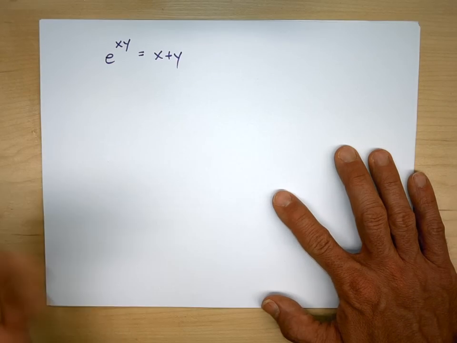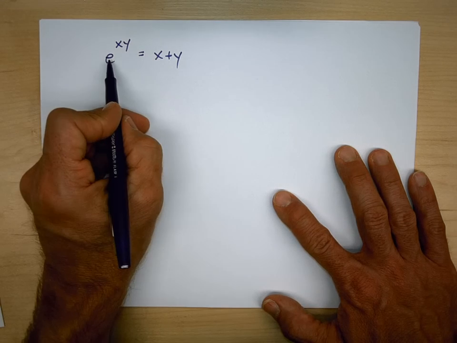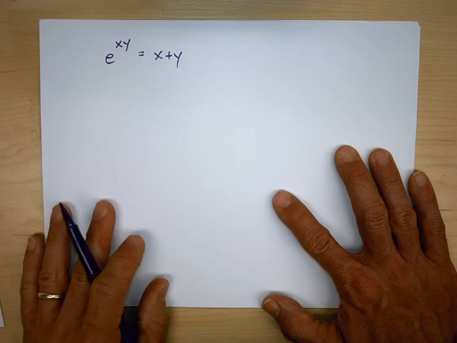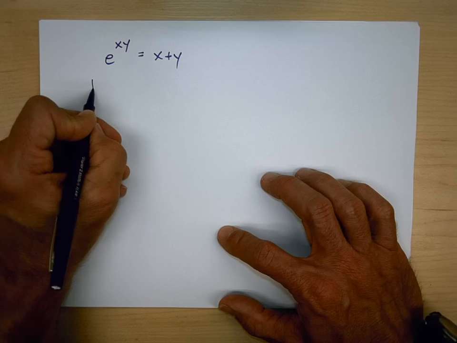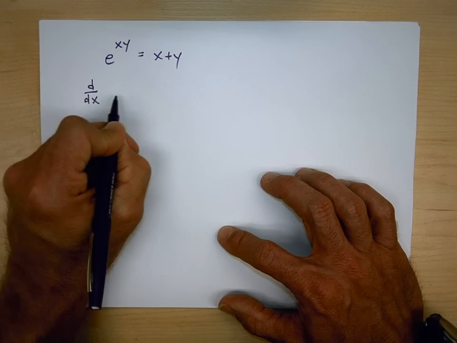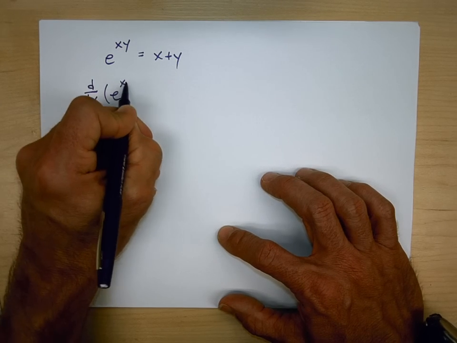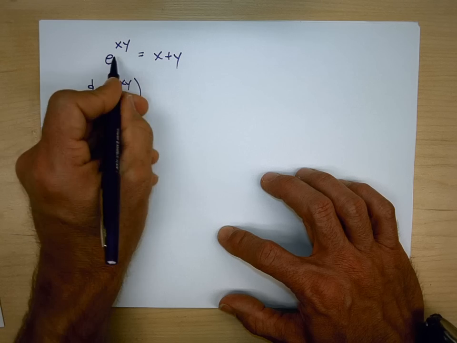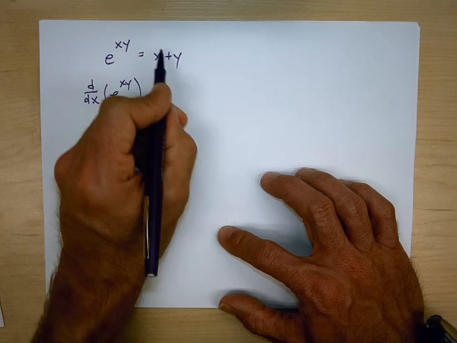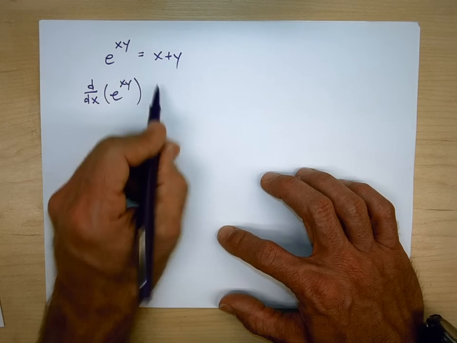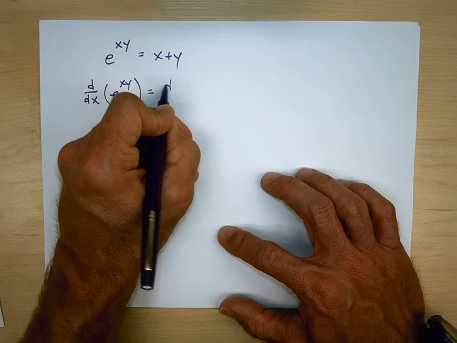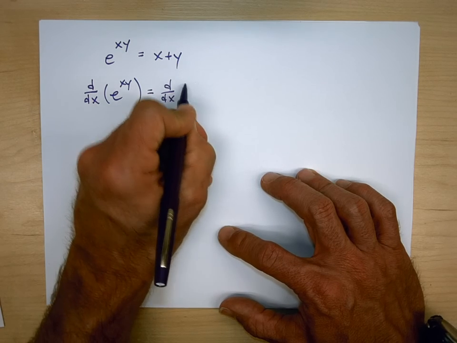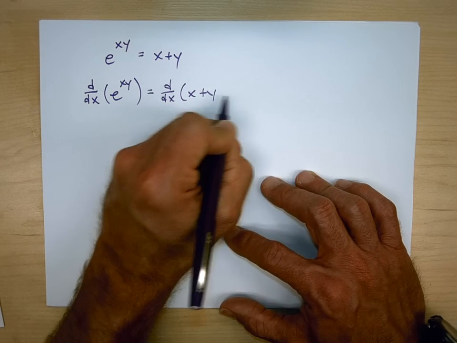Again, this is the curve that is traced out for all values of x and y that satisfy this equation. So we would need to take the derivative with respect to x of e to the xy. Also want to point out, this is another occasion where it would be difficult, if not impossible, to solve for y explicitly. And then on the other side, we take the derivative with respect to x of x plus y.